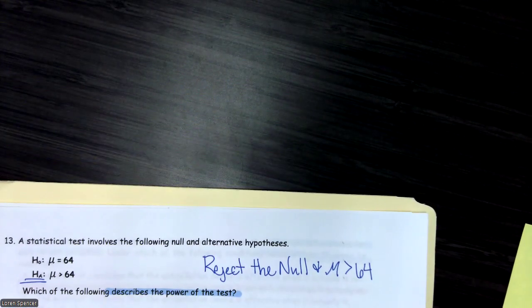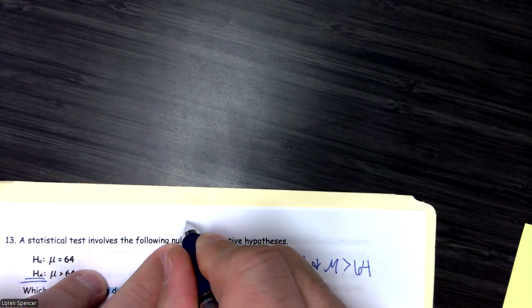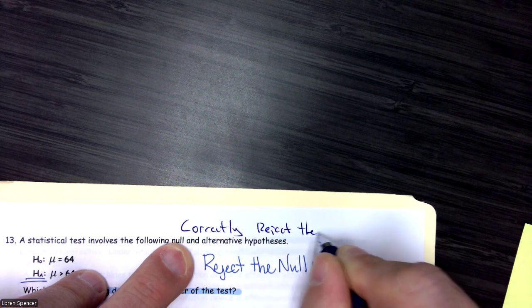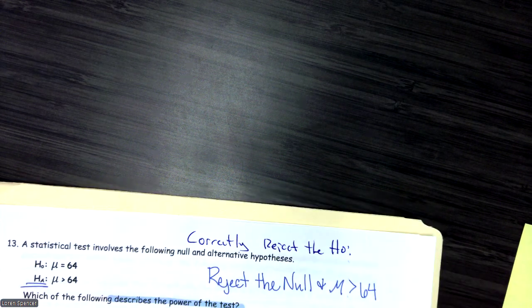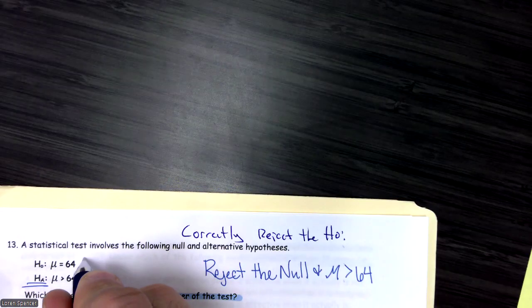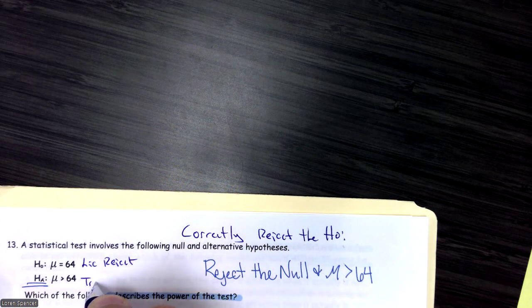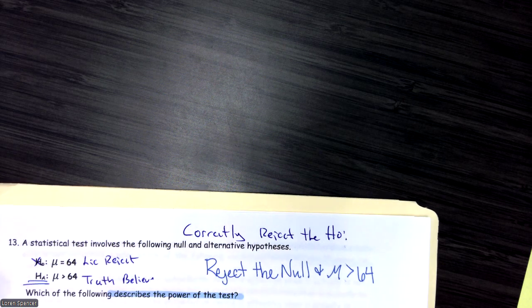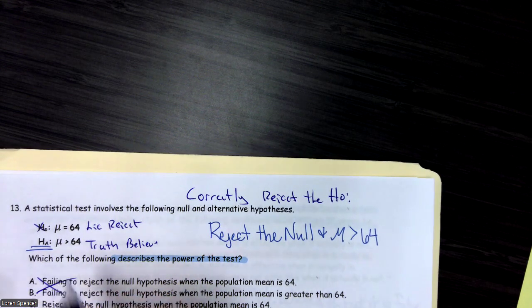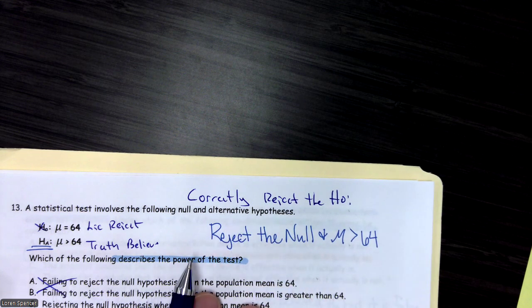Which of the following describes power of the test? Well, power is correctly rejecting the H0. Power means you rejected and you're supposed to. All right, so they're asking for power. This means this is a lie. We rejected it. This is a truth. We believe it. So we rejected that and we believe the null. So failing to reject is gone because power is always going to be rejection.